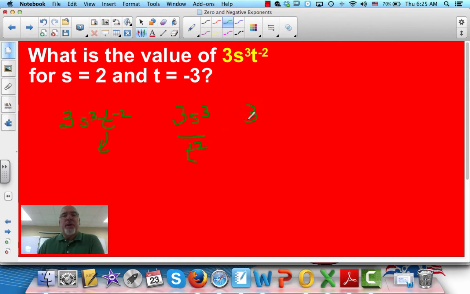So we'll have 3s cubed over t squared. Then let's just plug in our numbers. 3 times 2 cubed over negative 3 to the second, which gives us 3 times 8 over 9, which gives us, 3 cancels out with 1 time, and down here 3 times, which gives us 8 over 3. Okay, very good. Let's move on to the next one.